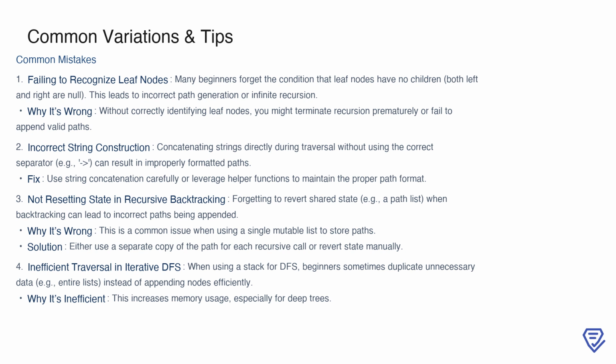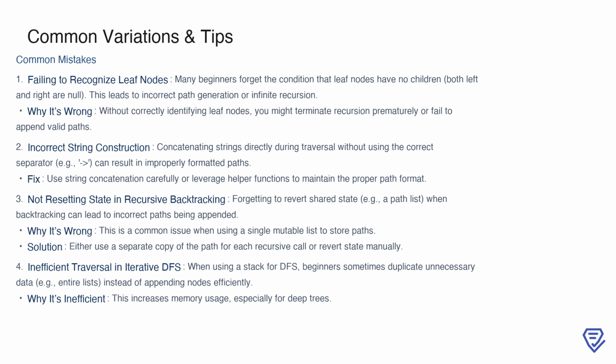Next, there's the issue of forgetting to reset shared state during recursive backtracking. If you use a mutable list to store paths and don't revert it after exploring a branch, your result might contain incorrect paths. To fix this, you can either create a new copy of the path at each recursive step or manually undo any changes when you backtrack.